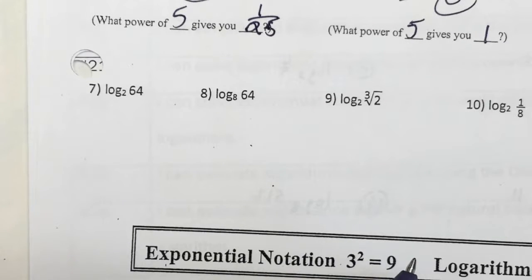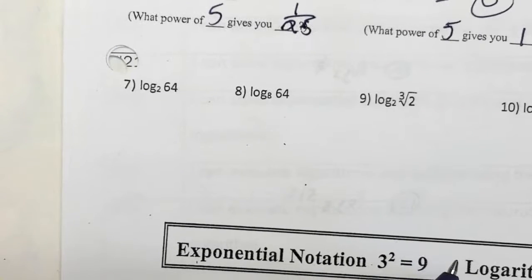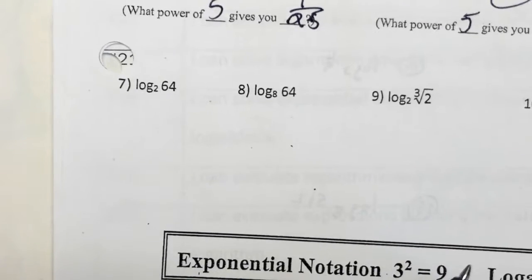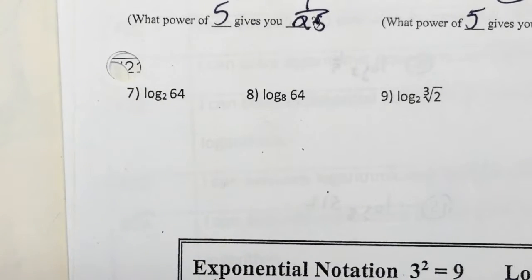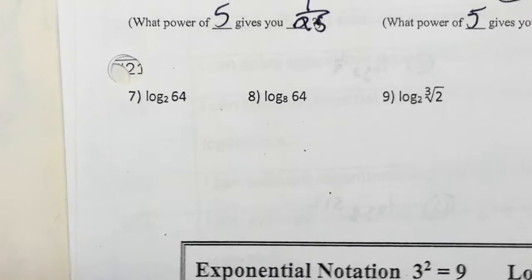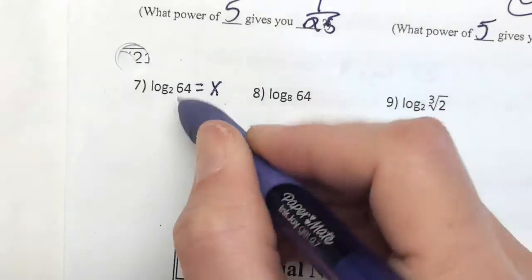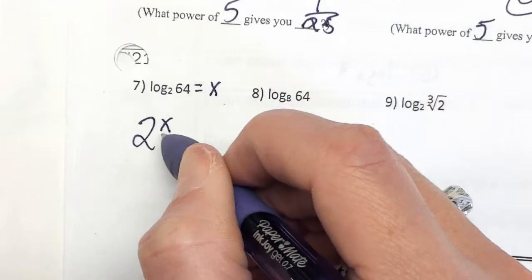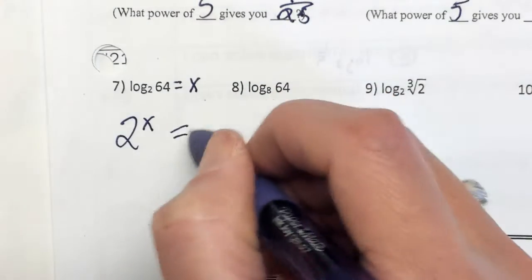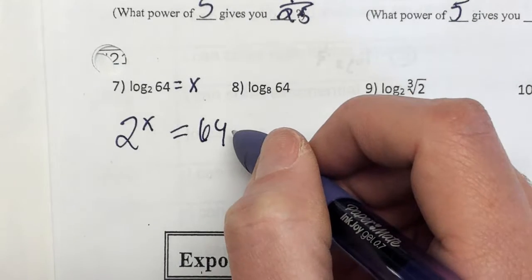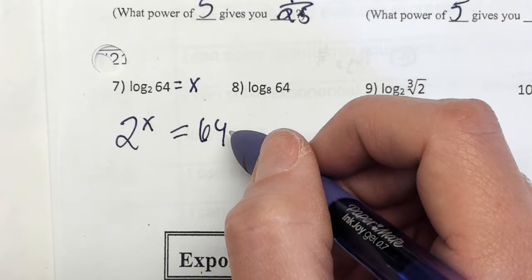Alright, and then I'll show you, you probably don't need this, but if you're having trouble figuring out the answer, the exponent, here's how you set it up. You set it up as an exponential form. So this would be what power of 2, that's why I have an x, what power of 2 gives me 64? And if y'all know it, say it out loud.